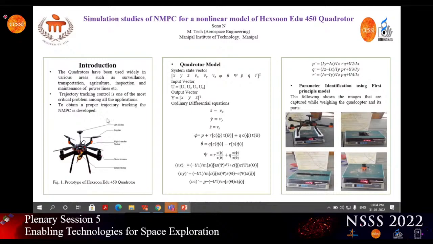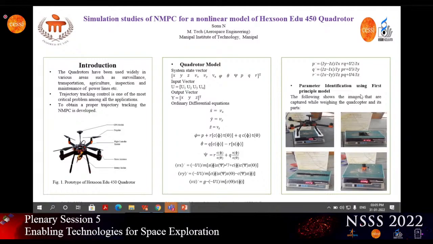Figure 1 shows the prototype of the Hexoon EDU 450 quadrotor. Next is the system dynamics. Here we have considered 12 states, that is X, Y, Z, VX, VY, VZ, phi, theta, psi, and P, Q, R, and 4 inputs U1, U2, U3, U4, and 3 outputs, that is X, Y, Z. These are the 12 ordinary first order differential equations.